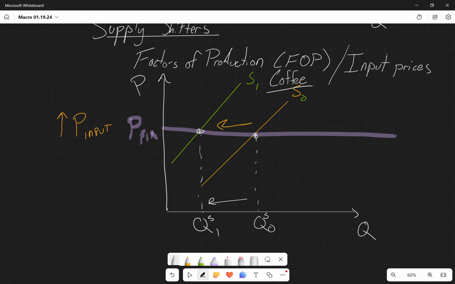So, anytime minimum wage goes up, there's going to be some sort of shift to the left of our supply curve.